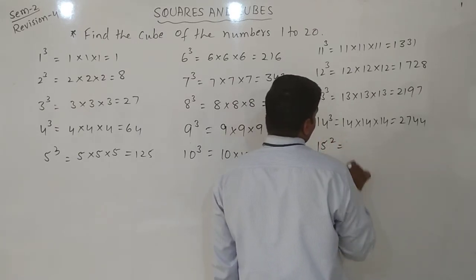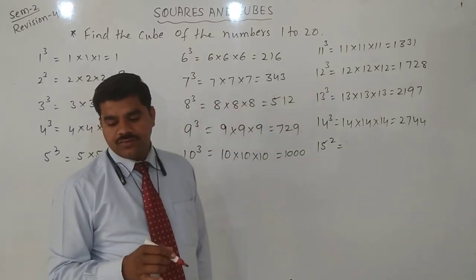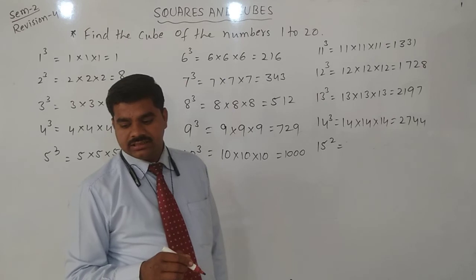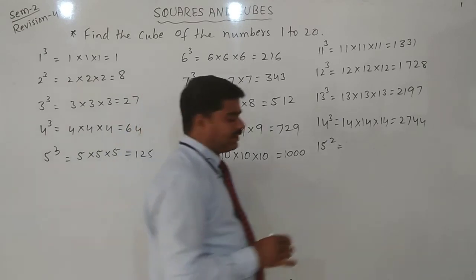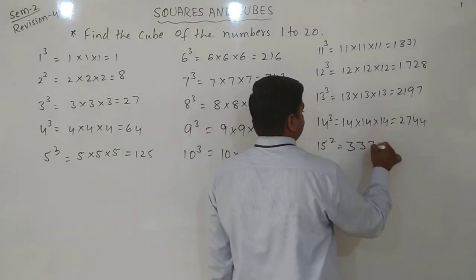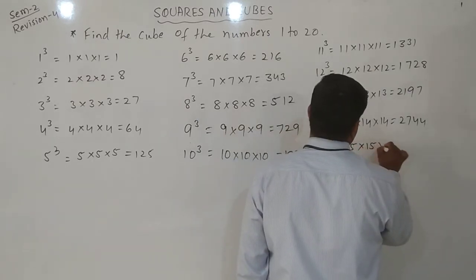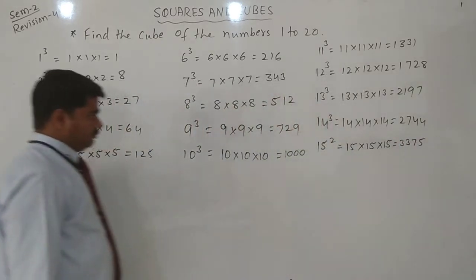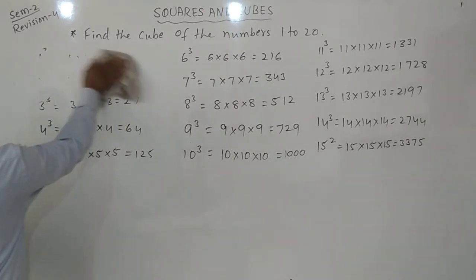15 cube, 15 15s are 225, into 15. We can write, yes, that is the answer, 3375. Yes. After this, write this one: 16 cube, 17 cube, 18 and up to 20.